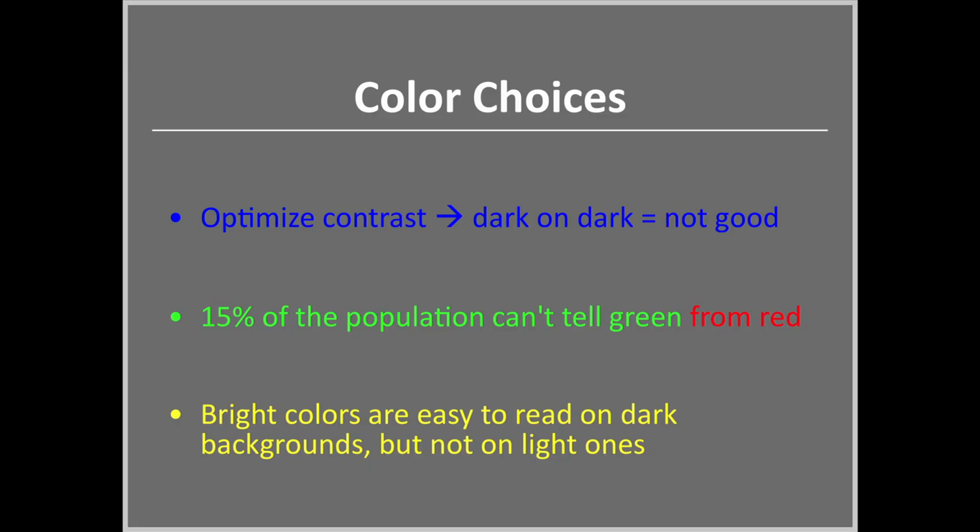When considering colors, optimize contrast. For example, a dark font on a dark background leads to a text that is not readable. Consider there are a lot of people, especially men, who cannot tell the difference between green and red. And keep in mind that bright colors like yellow are good for dark backgrounds, but are hard to read in light backgrounds. Make sure to use animation sparingly and only to illustrate processes relevant to your key points.